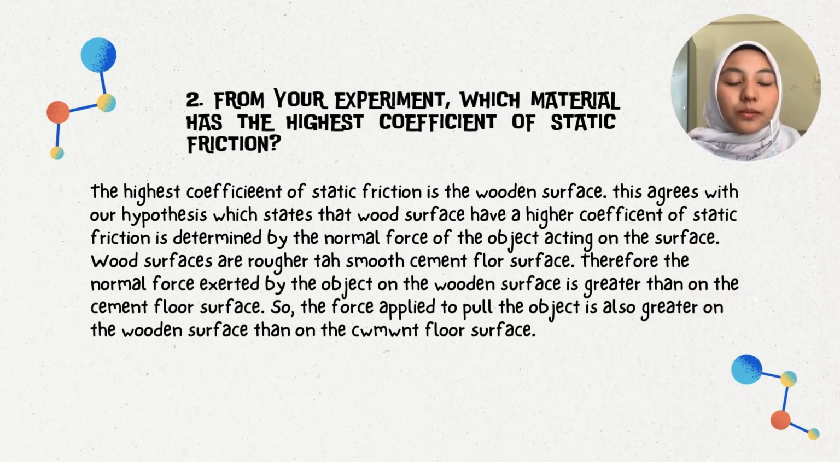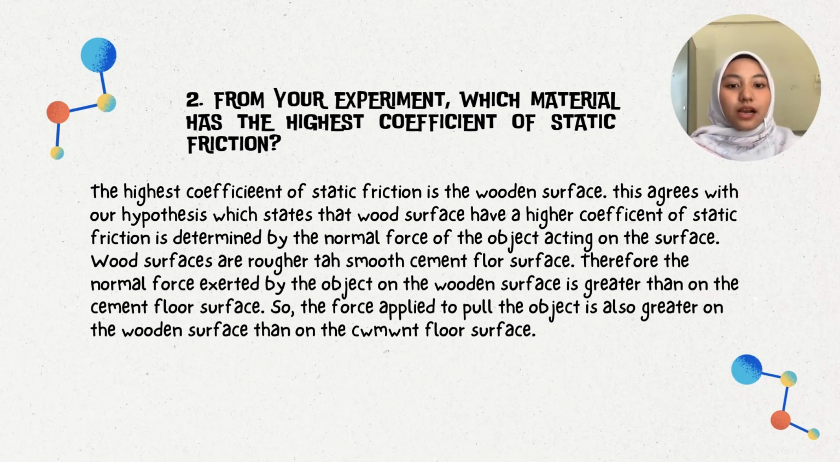Number 2. From your experiment, which material has the highest coefficient of static friction? The highest coefficient of static friction is the wooden surface. This agrees with our hypothesis, which states that wood surfaces have a higher coefficient of static friction, determined by the normal force of the object acting on the surface.